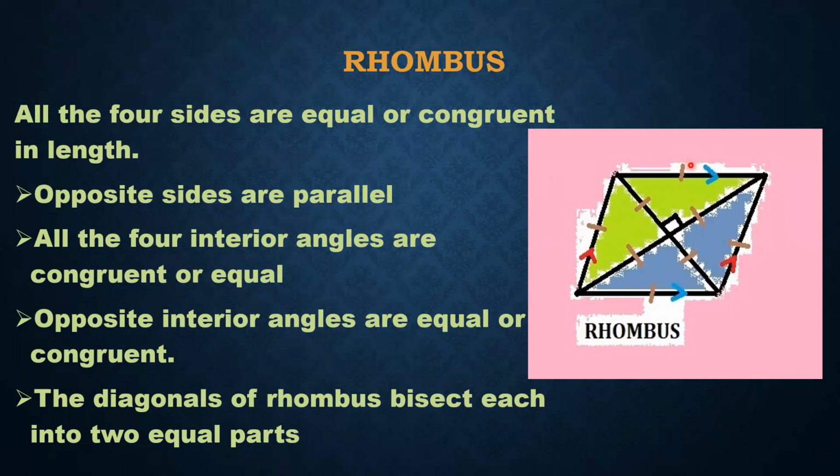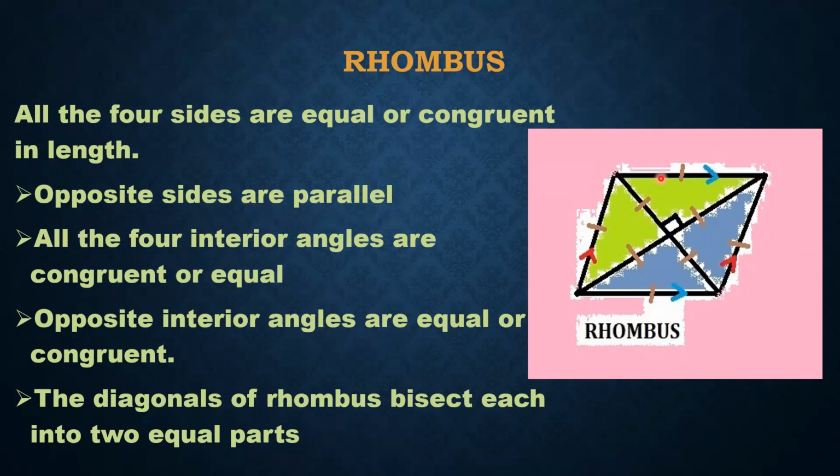Now looking at the rhombus here, more or less it looks like a square, but just that it is slanted. It has the same indicator showing that the lines here and the lines here are all the same. So all four sides of a rhombus are also what? The same. Okay, the opposite sides are parallel.